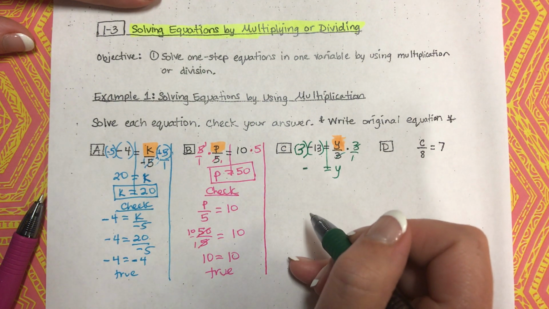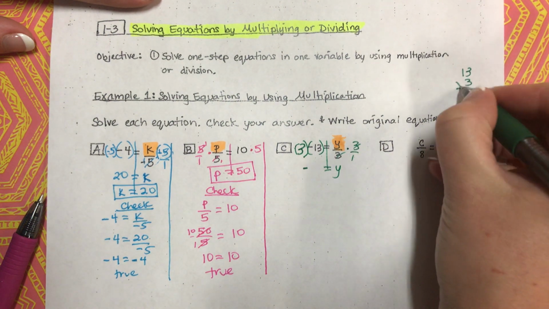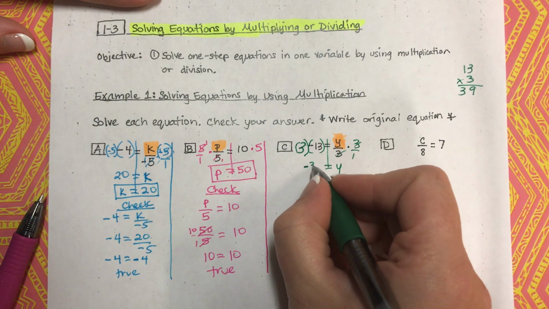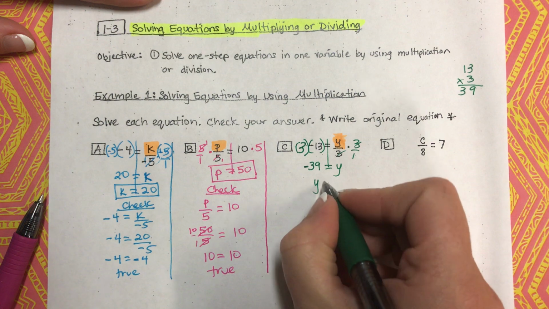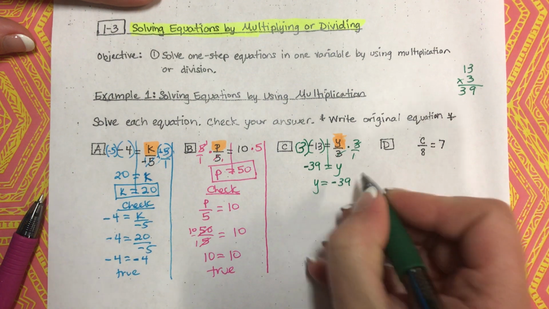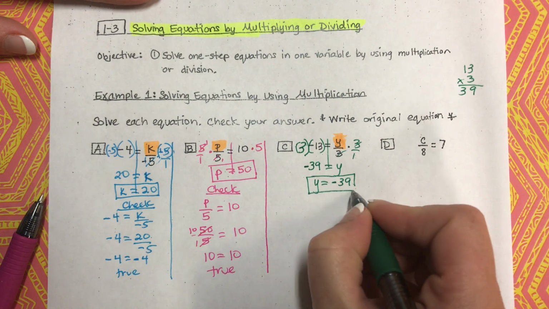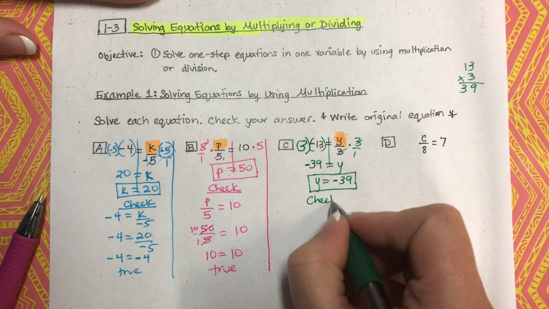times 13. If I go over here and do that on the side real quick. 3 times 3 is 9. 3 times 1 is 3. So it's -39. And I'm going to go ahead and rewrite that using the symmetric property of equality, which just says I can switch those, and it means the same thing. Perfect. So there's my answer. So I'm going to go ahead and check it.